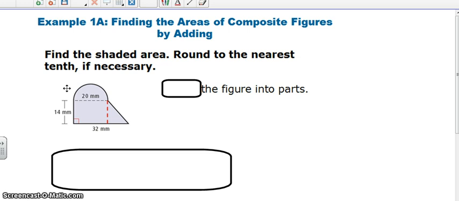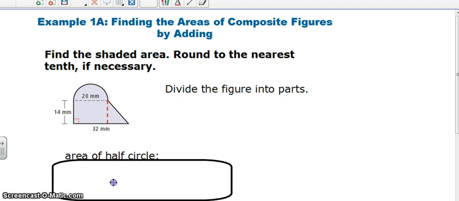So here we have a really fun area. You could call this a trapezoid with a half circle. Some people might see this as a rectangle with a triangle and a half circle, right? So we're going to find the shaded area and round it to the tenths. So chop the figure into parts, right? What do you think is the best way to look at this given the information provided? Yeah, probably a trapezoid with a half circle, right?